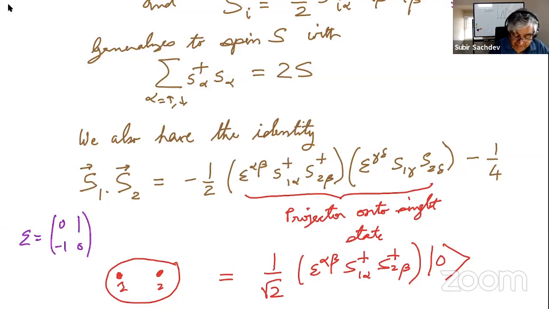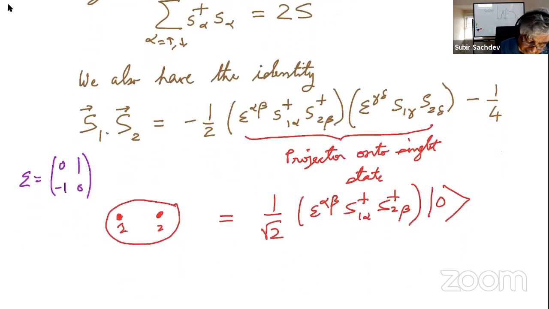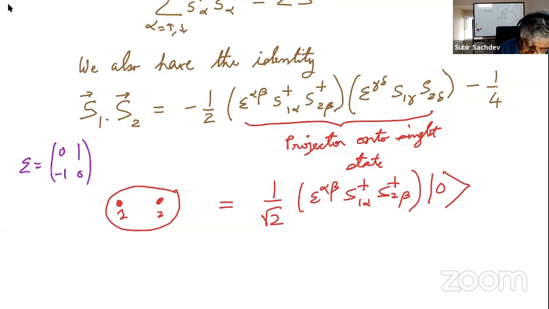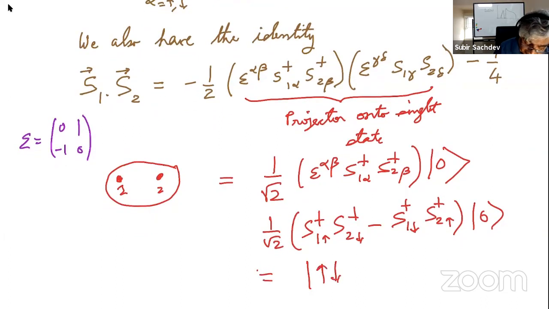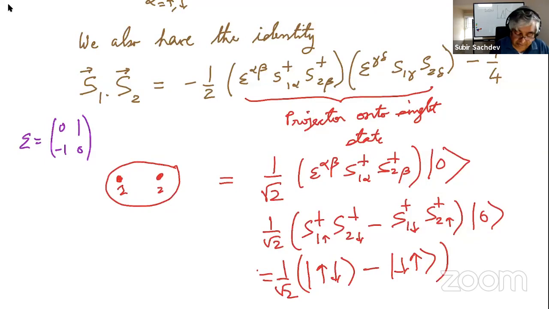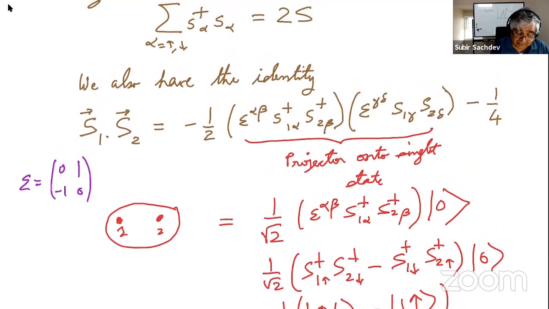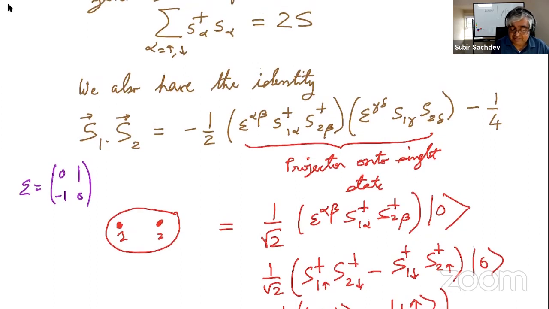So this particular combination here basically creates a singlet because it's S dagger up, S dagger down. If you write this out in its full glory, this is just 1 over root 2 times S1 dagger up, S2 dagger down minus S1 dagger down, S2 dagger up, acting on the vacuum. So that's basically nothing but up down minus down up, the famous singlet between the two spins. So this particular operator annihilates a singlet and this creates it. So this is just a projection into singlets. And so now you can easily check this identity.